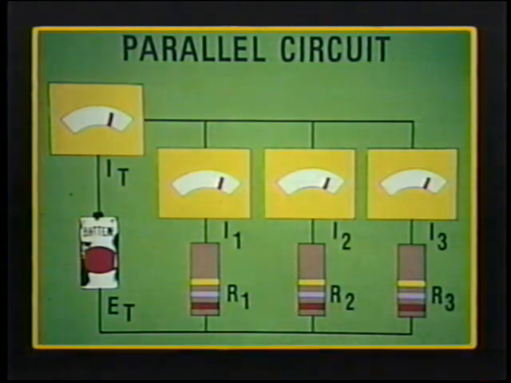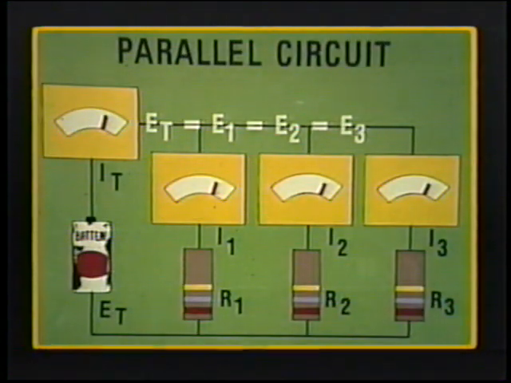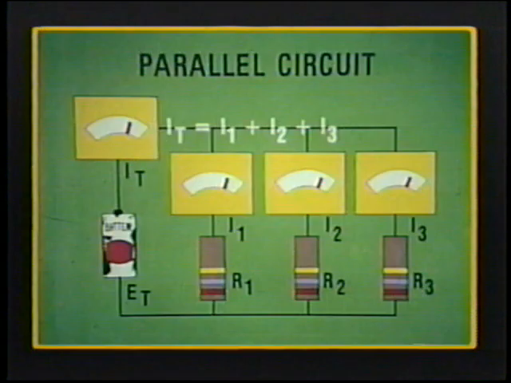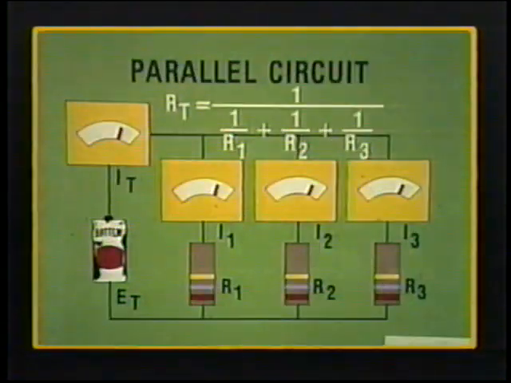In a parallel circuit, there is more than one path for electrons to flow along. The voltage is the same across all of the components. And the total current is the sum of the current through each path. The total resistance is less than that of the smallest resistance.